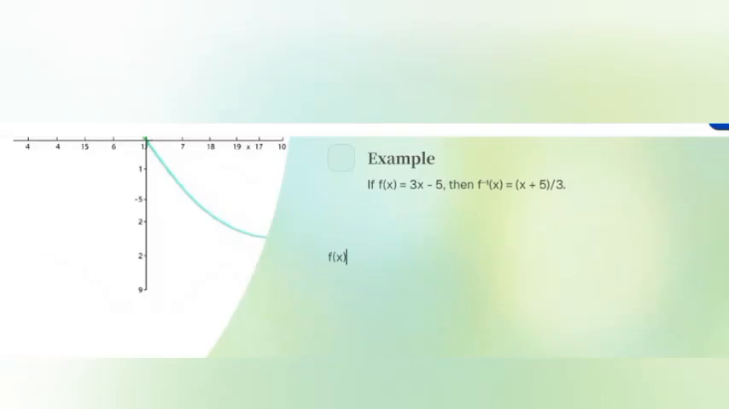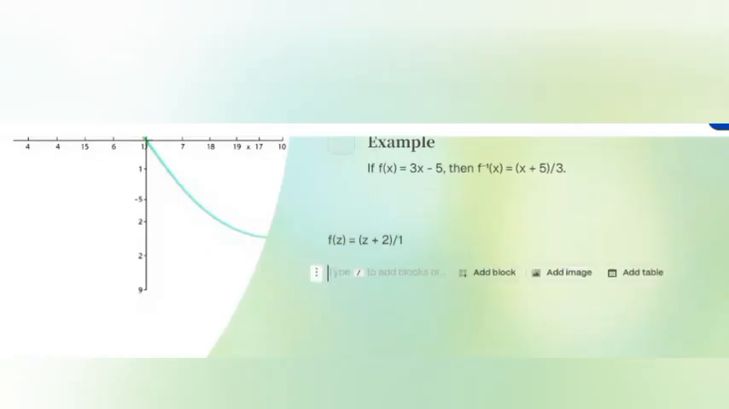Yes, sir. Okay, let's say we have f of z, something very arbitrary, z plus 2 over 1, right? And you're asked to find f inverse of z. F inverse of z. Okay, that should be -1. So that's f inverse -1 of z.